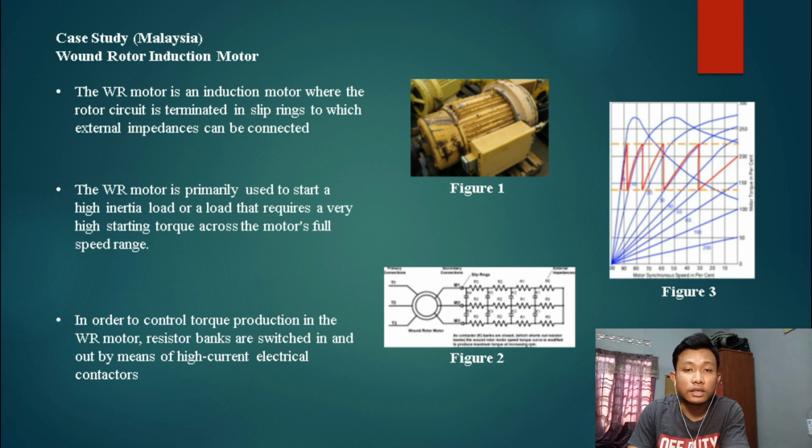So you can see on the picture I put on the slide that is the typical wound rotor motor for use in the trolley motion of a wood yard portal crane. The wound rotor motor is primarily used to start a high initial load, or a load that requires a very high starting torque across the motor's full speed range.